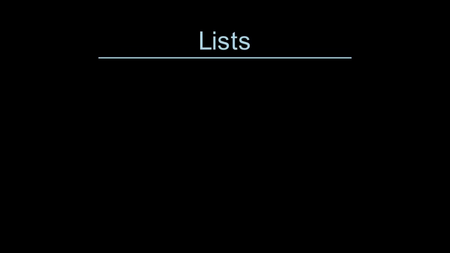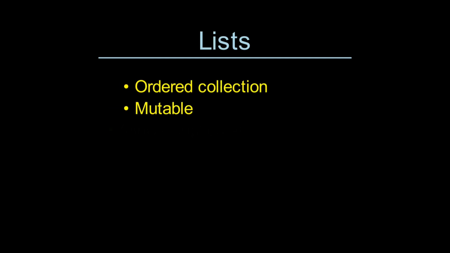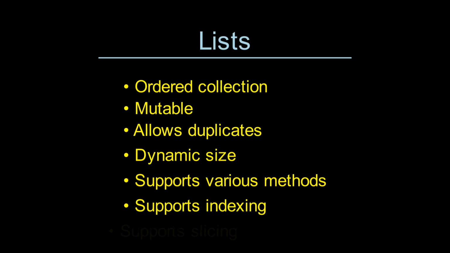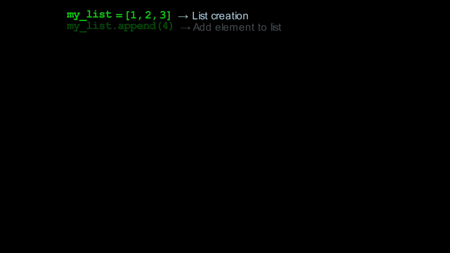Let's explore Python lists, one of the most versatile and commonly used data structures. Lists in Python have several key characteristics. They maintain the order of elements as inserted. They are mutable, meaning they can be modified after creation. They can contain duplicate elements. Their size can change dynamically, and they support various methods for manipulation, indexing, and slicing.